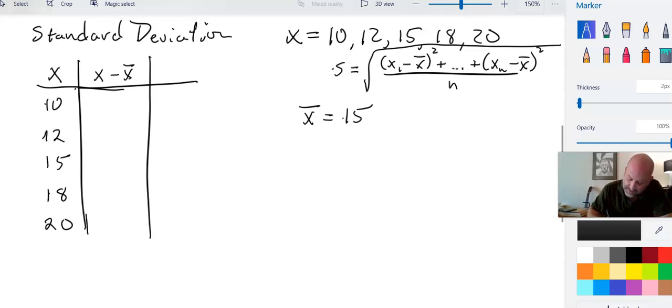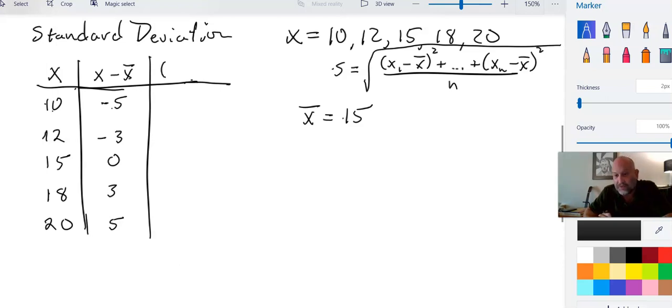So this is 10 minus 15, so that gives me negative 5. 12 minus 15 is negative 3. 15 minus 15 is 0. 18 minus 15 is positive 3. And 20 minus 15 is positive 5. Okay, so that's all the inside pieces, the x minus x bars, all those guys. Now, if you notice, I have to square each one of them as well. So that's going to be my next column.